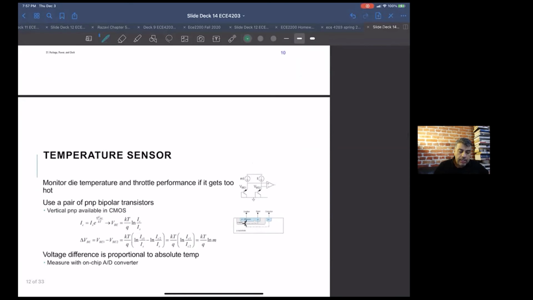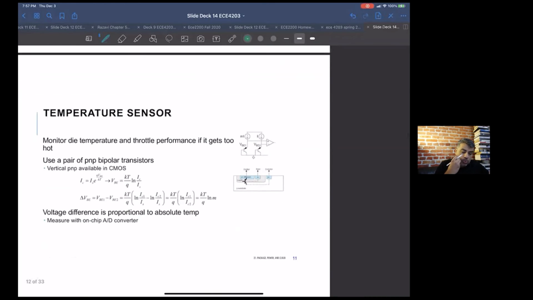Another thing you'll see a lot is wanting to know the temperature of the chip. This is more from an analog circuit perspective. You can get a ratio of diode currents to build a circuit that's so-called PTAT, proportional to absolute temperature. You can use that as a warning for the outside: check the temperature of the chip, and if it gets too hot, you can turn it off or do things like that.